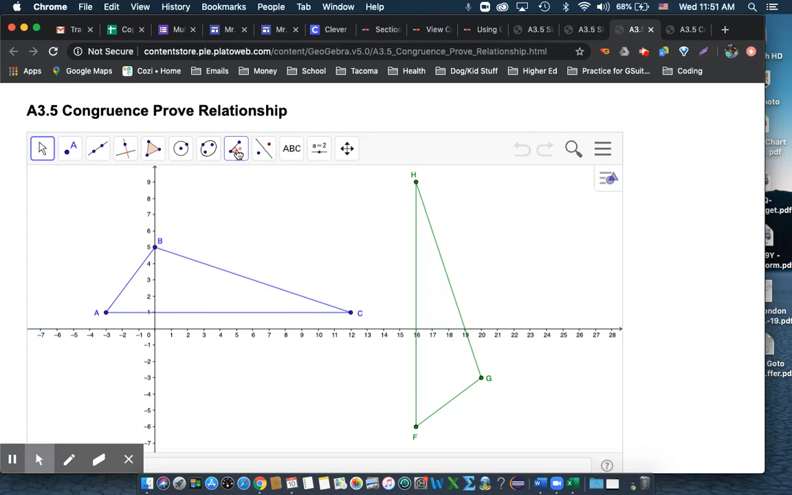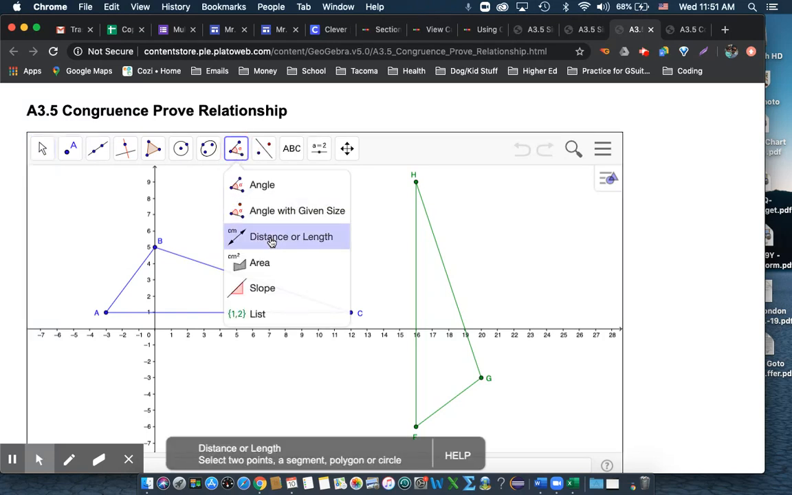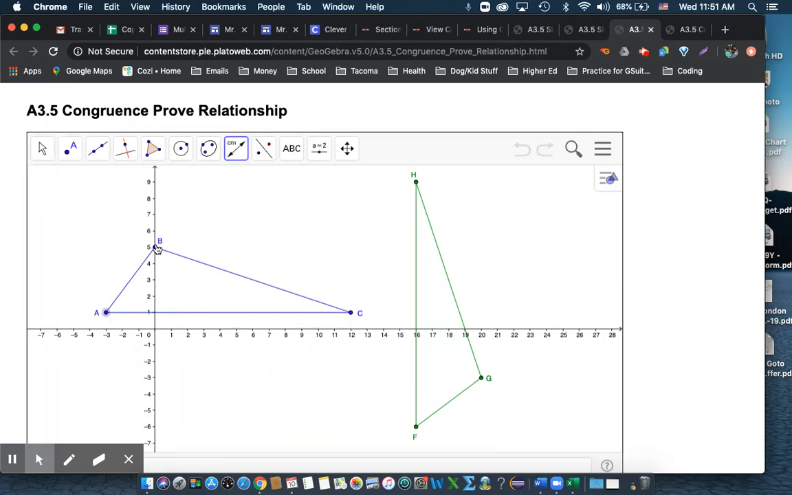So let's actually find the lengths of these. I click on my measuring tool, I click on distance or length, A to B, it's 5, F to G, also 5. So I know that both of those sides are the same length. Now let's keep doing that for all three sides. My longest side, which looks like it's AC, should correspond to the longest side of my green, which is HF, which is also 15. Now I could test the length of this third side to see if they're the same. And if I have three sides that are congruent in each one, that's SSS, side, side, side.